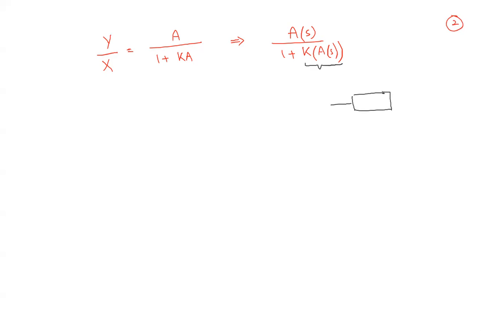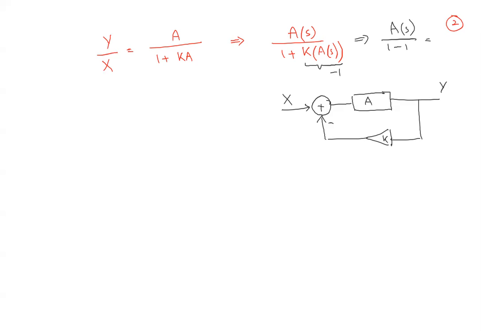We have A here, we have output as y, we have a K, we have a plus, and we have a minus coming from here. In this system, if the product K times A of s becomes -1, what will happen? It will result in A of s divided by 1 minus 1, which is equal to A of s by 0, meaning infinity. This means my system becomes unstable. And what does this mean?